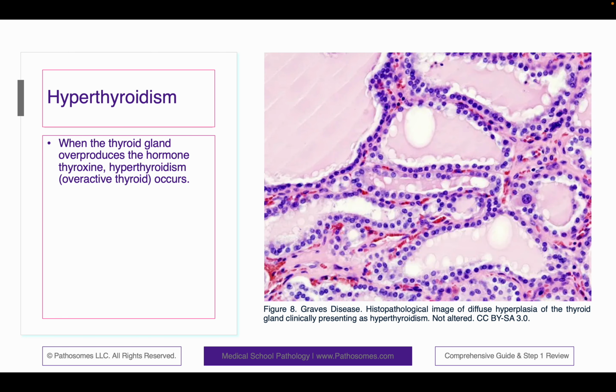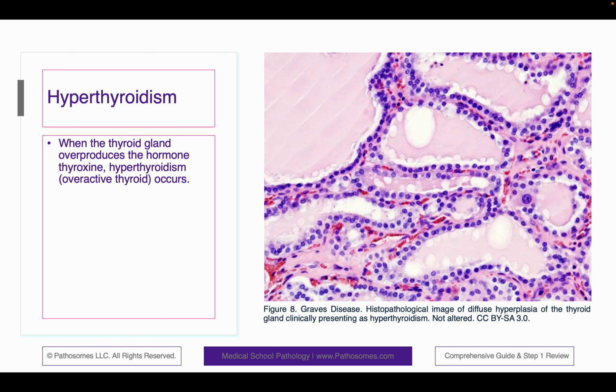And hyperthyroidism, this is something that you will see a lot. When the thyroid gland overproduces the hormone thyroxine, hyperthyroidism, or an overactive thyroid, may occur. As in the case of Graves' disease, as we can see here on the histology, showcasing diffuse hyperplasia of the thyroid gland, clinically presenting as hyperthyroidism.